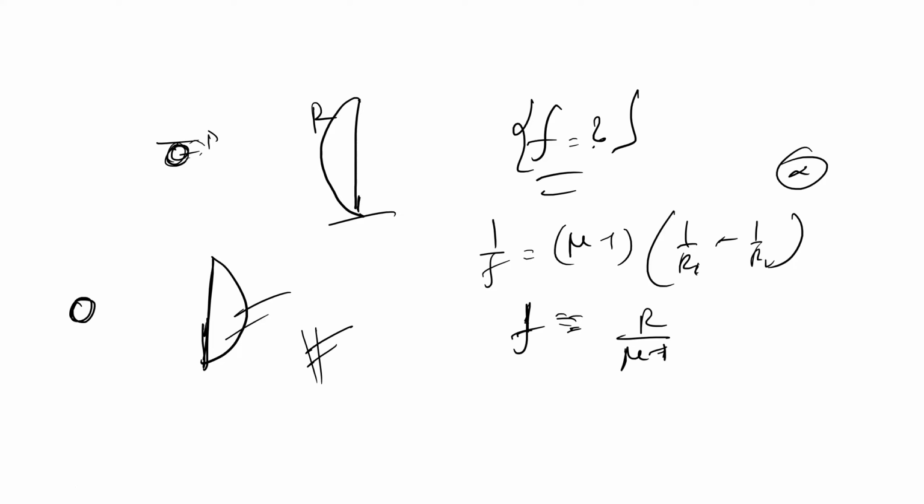Sir, for R we just need to put negative, I think. Just substitute and give me the answer. Okay. Sir, F is equal to R by 1 minus mu. Check the answer, you will get a different answer.